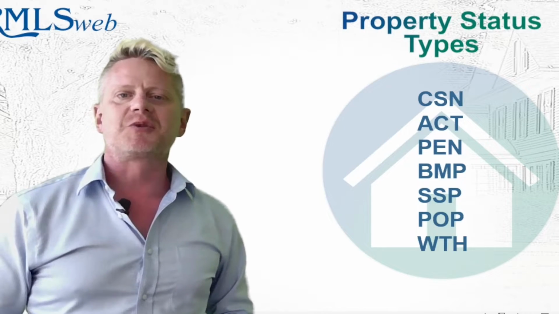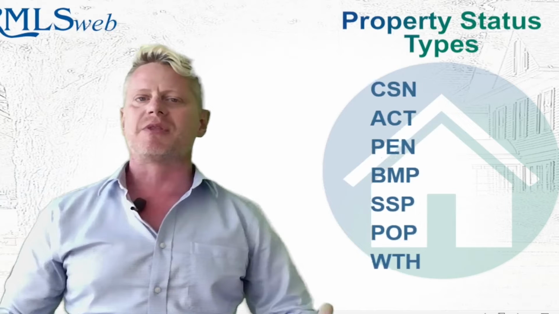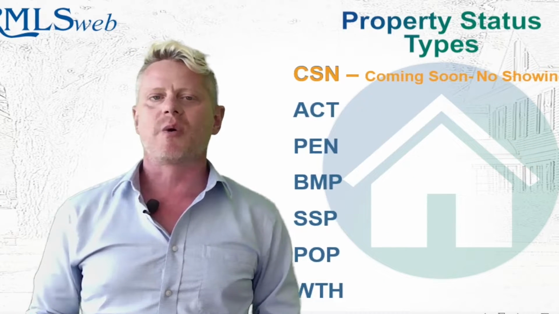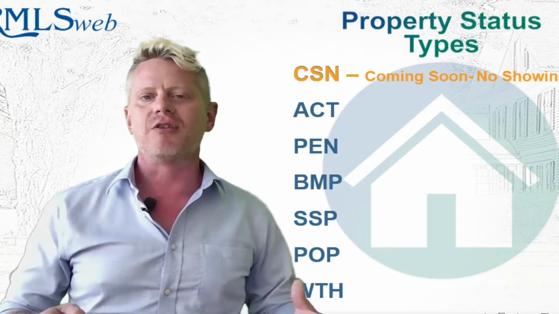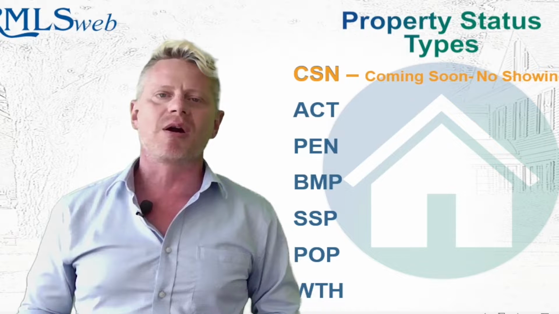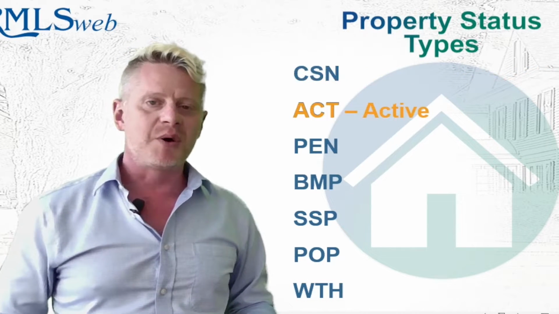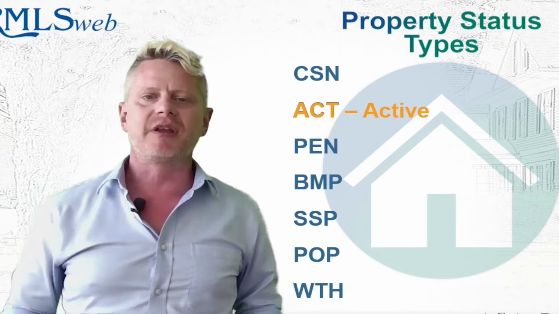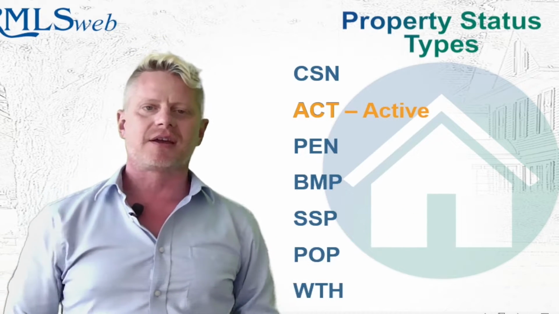The real estate industry loves its abbreviations and acronyms, and we see the list of them here, but let's look at them in their full glory, starting out with coming soon, no showing listings. We're already familiar with this one. It is coming soon, no showings. It is only being marketed to other RMLS subscribers. Next, and also familiar by now, are active listings. Active listings are actively being marketed on the RMLS as well as to the general public.